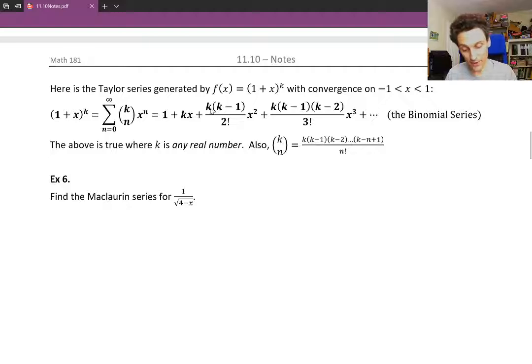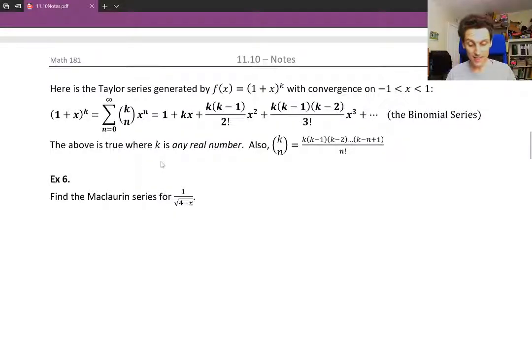One thing to note is that you're going to have as many factors on the top as your factorial on the bottom, right? So if this is a 2 factorial, you'll have 2 of these factors on the top. If you have a 3 factorial, you'll have 3 of these factors on the top, starting with your exponent k, whatever that is, and just going down.